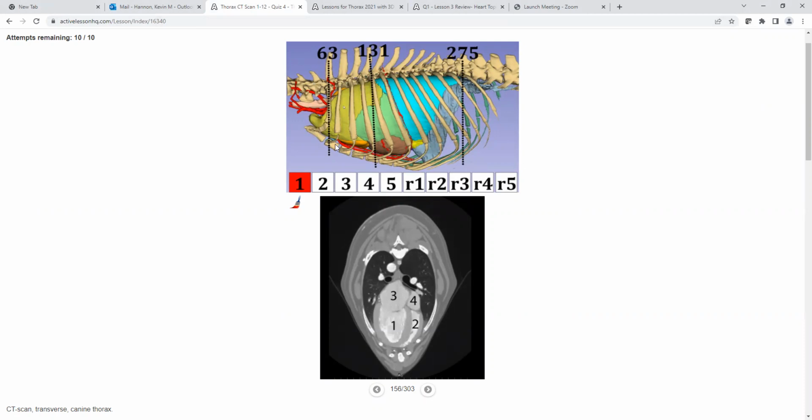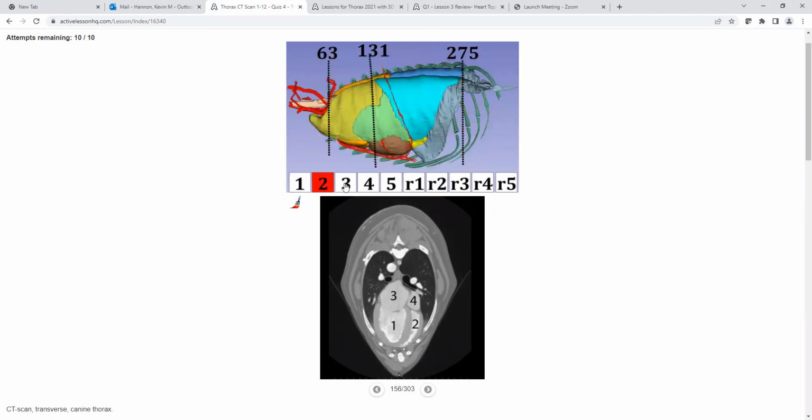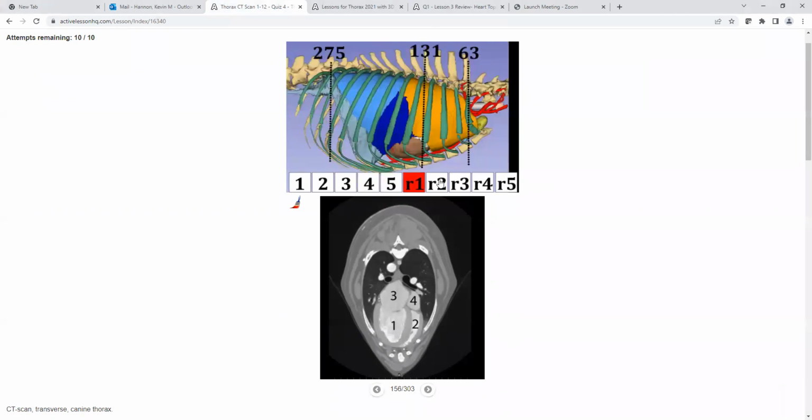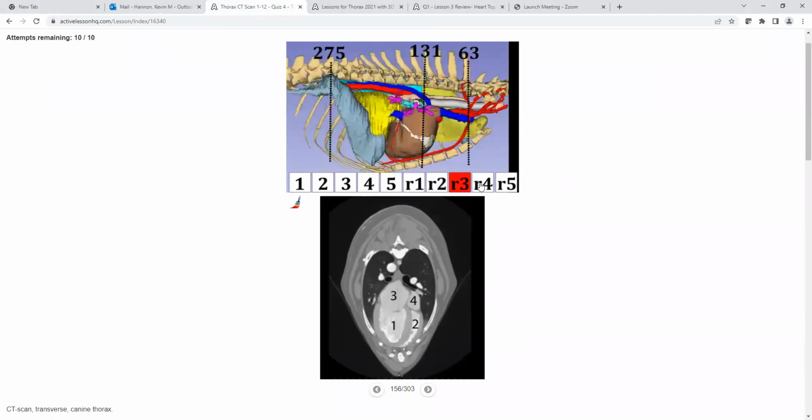Now on the top here, I've given you this as a guide. Okay, and what does this refer to? Well, these are the levels going through, as you can see, you're moving things as you go from superficial to deep, and this will be a left lateral view. This would be a right lateral view going from superficial to deep.